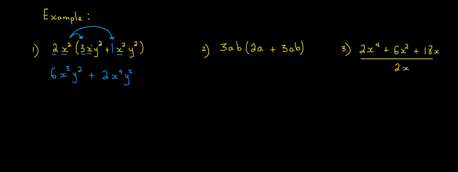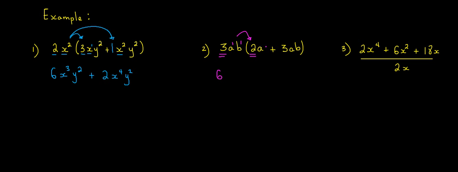Alright, so moving on to number 2, it's the exact same idea here. So what we're going to go ahead and do is distribute once again. So again, we're going to pair up our numbers. So 3 times 2 gives us a 6. Here we have a. Now it doesn't look like there's a power there, but there is a 1 right there. So a is simply just a to the 1. This is also b to the 1.